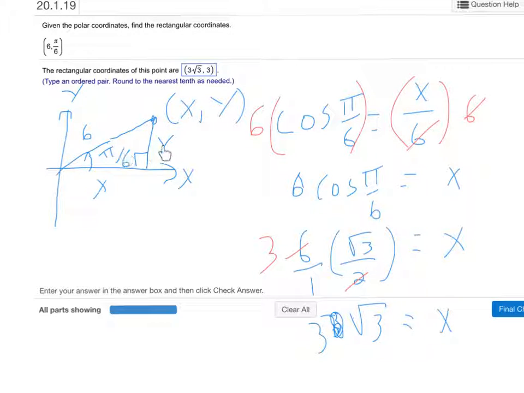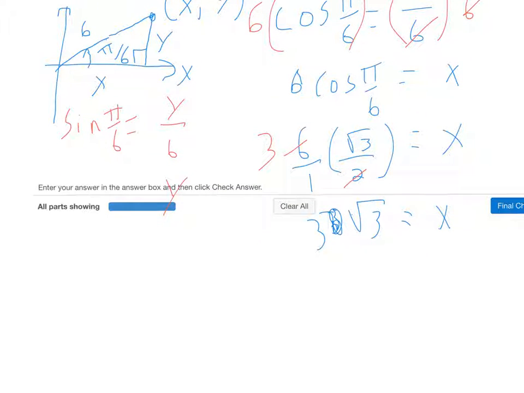Very similarly, I can find y here. Sine of pi over 6 will equal opposite over hypotenuse. So if I do that in red, the sine of pi over 6 will equal y over 6. Multiply each side by 6 again, so y will equal 6 sine of pi over 6. Sine of pi over 6 is 1/2, and 1/2 of 6 is 3. So y would be 3.